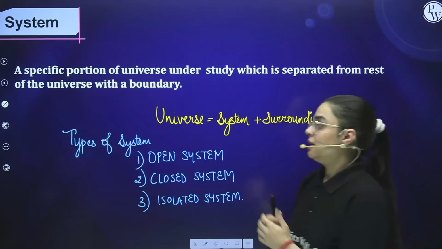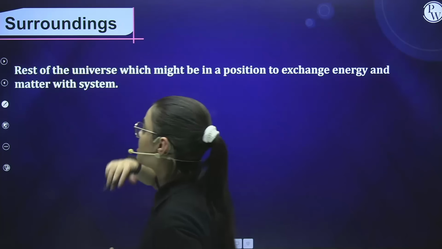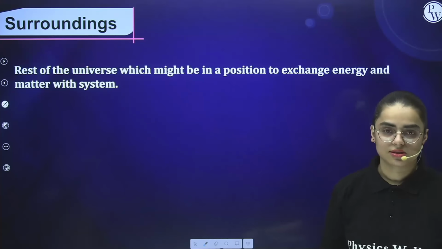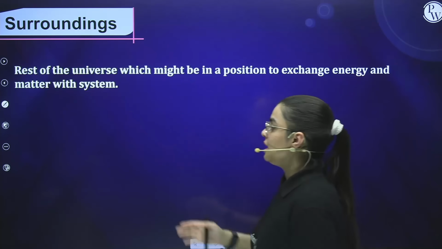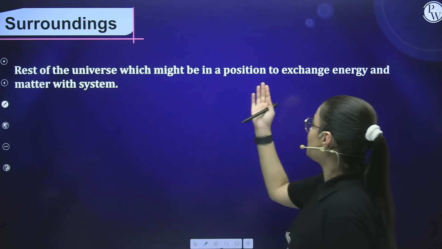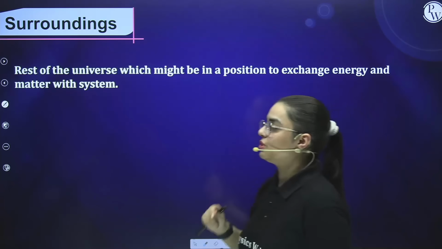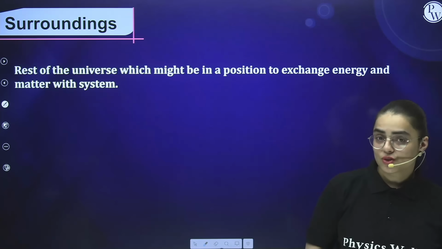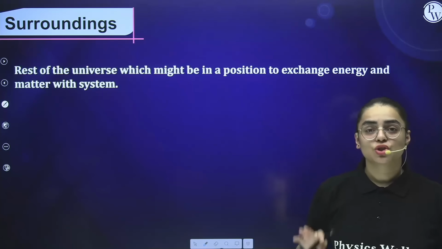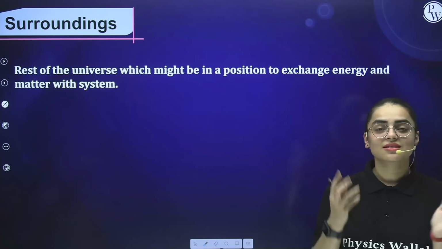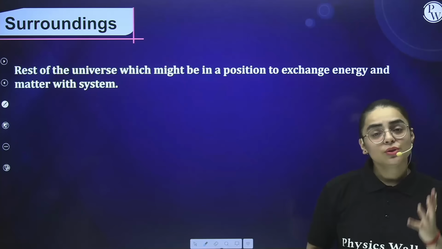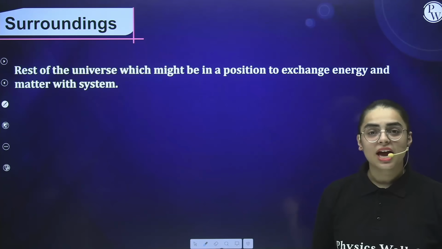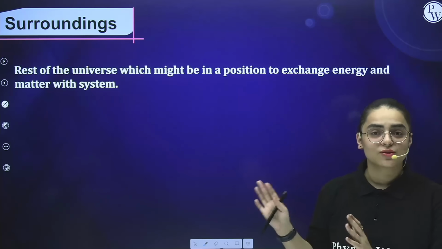So whenever you're talking about a particular reaction, the place where it is occurring is basically the system. Now the next term which comes here is surroundings. As I've told you, system is the one which we are studying and surrounding is other than system, right? So if I come to define surrounding, the rest of the universe which might be in a position to exchange energy and matter with the system is known as surrounding. In other words, the portion other than the system in the universe is surrounding. Because the universe is comprised of two basic things, system as well as surroundings, if we subtract system from the universe, we are going to get our surroundings, right?